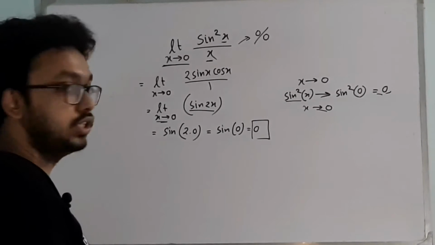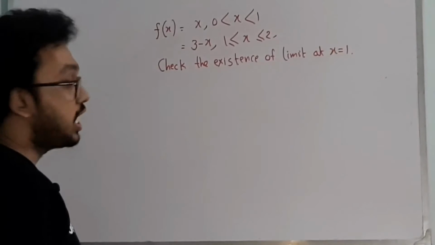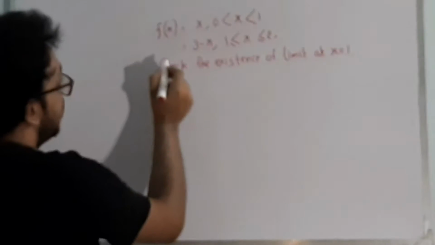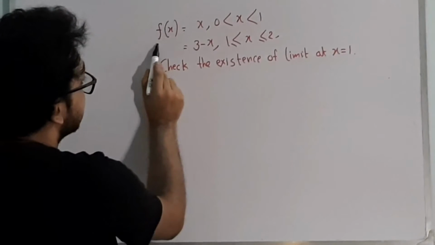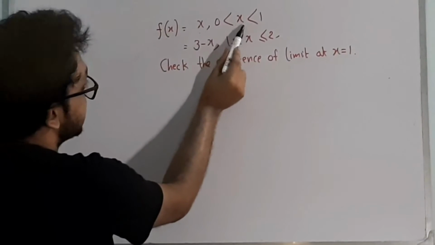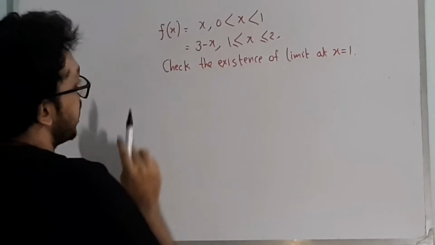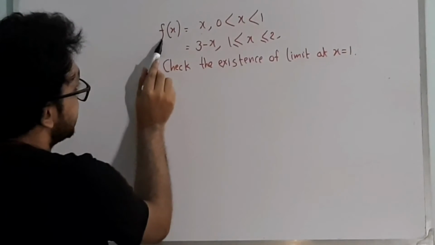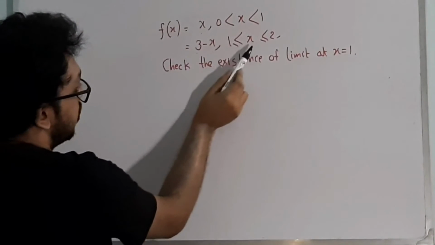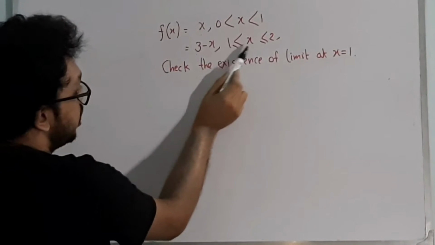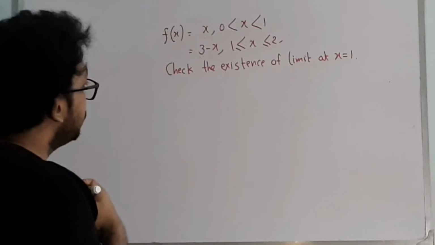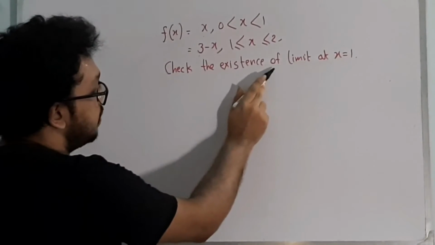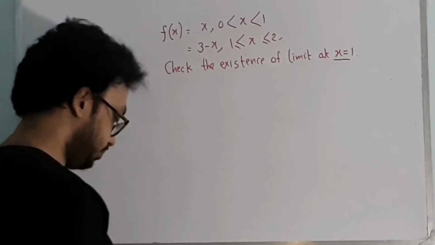So now let's move to the third problem. The third problem says that we have a function f(x) such that f(x) is equal to x when x is varying from 0 to 1, and f(x) is equal to 3 minus x when x is greater than or equal to 1 and less than or equal to 2. And we have to check the existence of limit at x equal to 1.